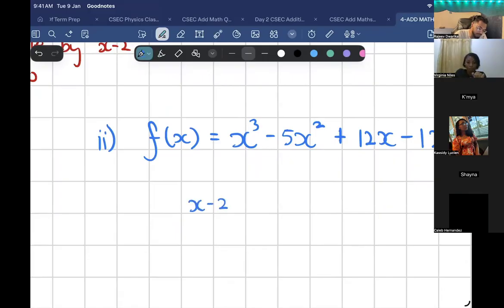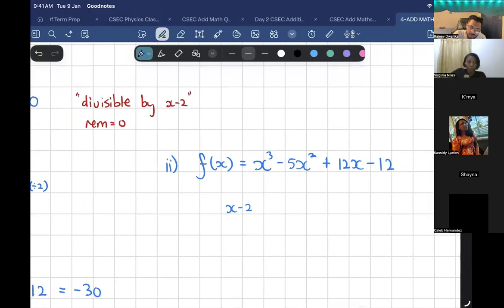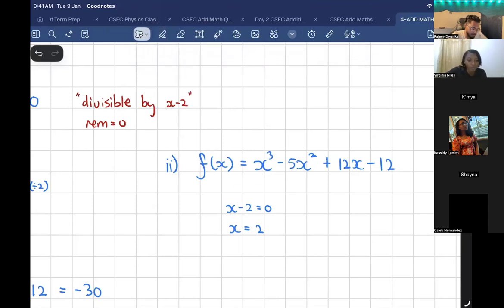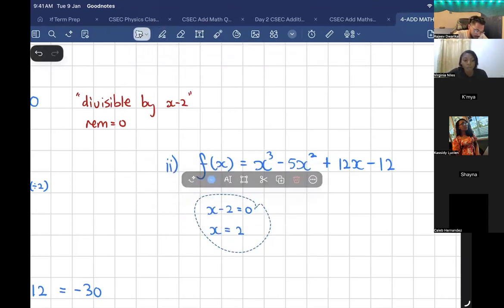Do they want synthetic or long division? Polynomial long division. Okay, let me try synthetic now. I'll give it a chance. If I use synthetic, I would put this equal to 0 and x would be equal to what? 2. Did I divide by anything there? No, sir. So in our final answer, we won't have to divide. So x is equal to 2.